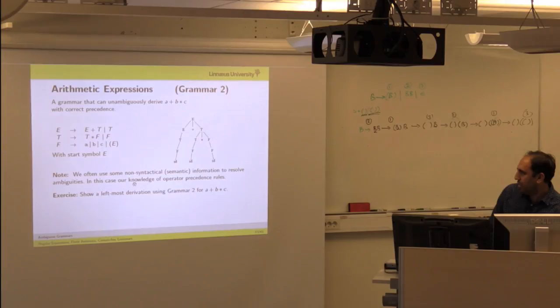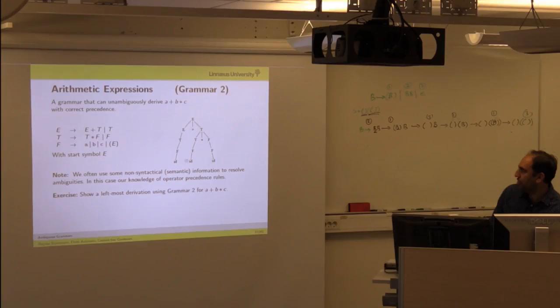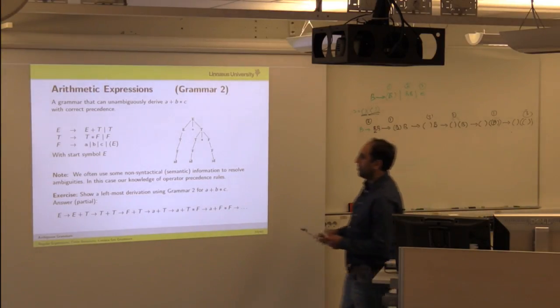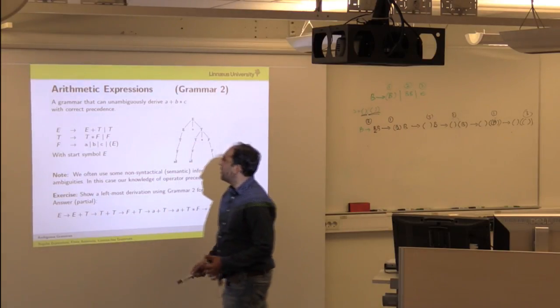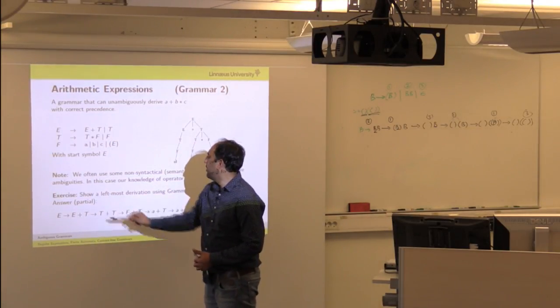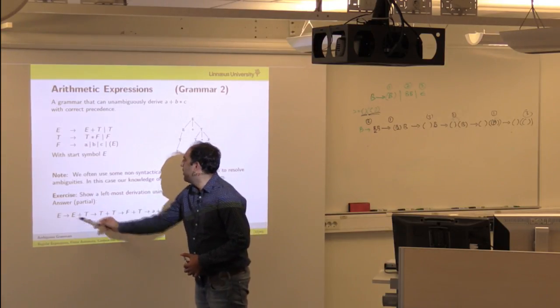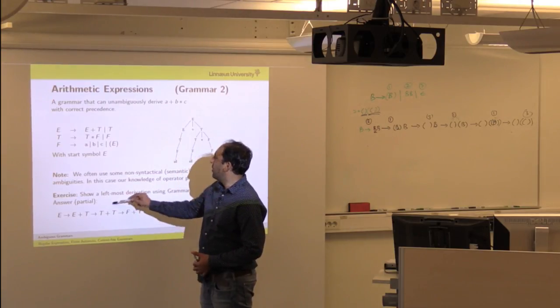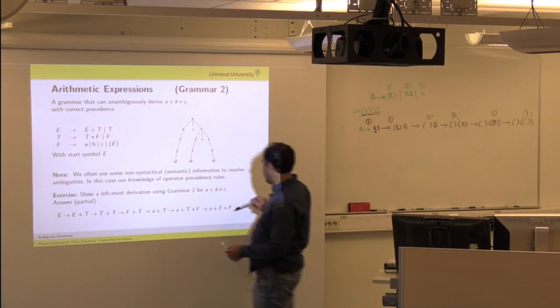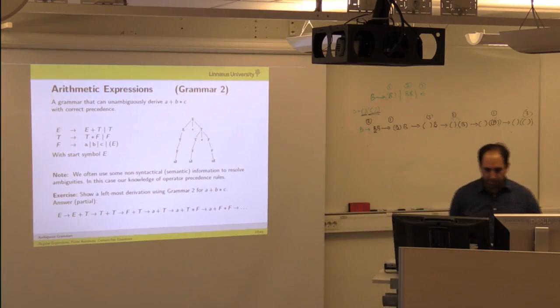Okay. And then we also have an exercise: show a leftmost derivation using grammar 2, this grammar. Here we have the rightmost derivation, but can you show the leftmost derivation? Yeah, it could be done. If you start with E plus T, this rule, and then T plus T, where you replace this E with this T, you apply rule 1, and then finally you will end up with the right string.